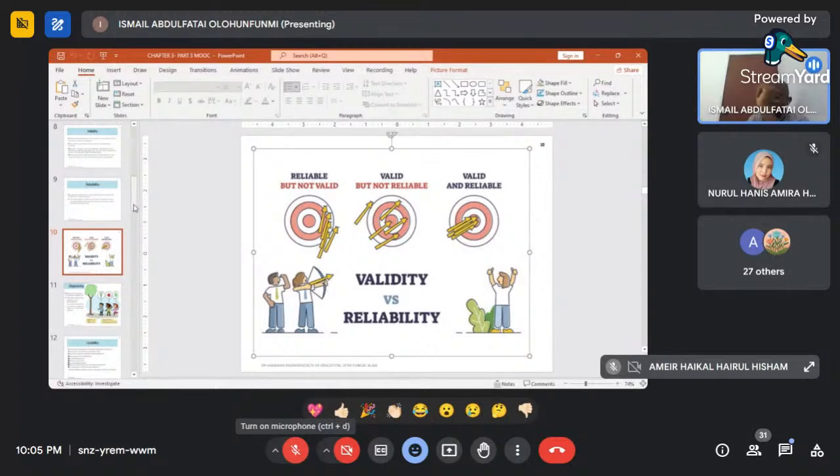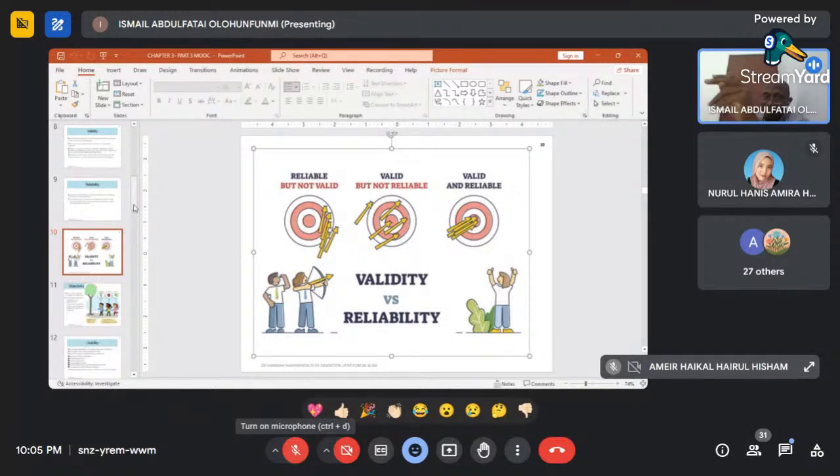So what we are trying to say in summary is that the instrument you want to use to collect data must have validity and must have reliability. That's what we are trying to tell you.